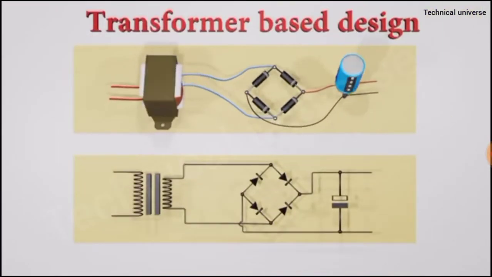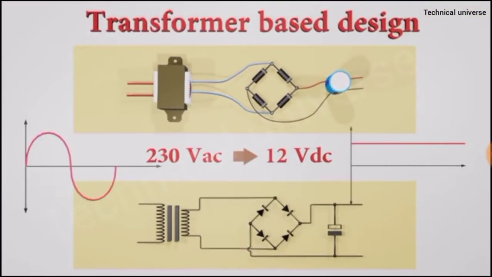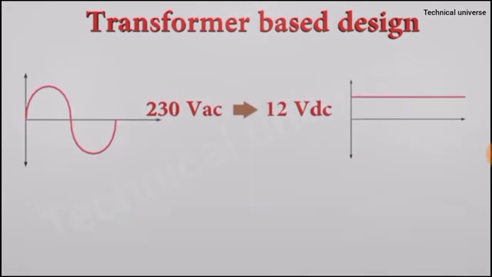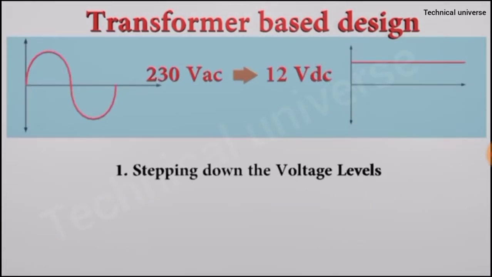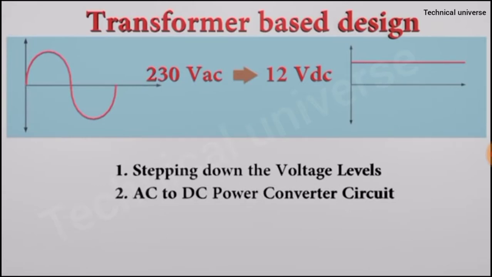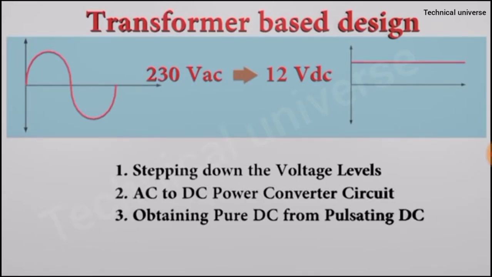Let's discuss how to convert 230V AC into the desired DC value. In this video, we are describing a traditional transformer-based design. For ease of understanding, let's say we are going to convert 230V AC into 12V DC. It consists of 4 simple steps. 1. Stepping down the voltage levels. 2. AC to DC power converter circuit. 3. Obtaining pure DC from pulsating DC. 4. Regulating DC voltage. Let's discuss one by one.